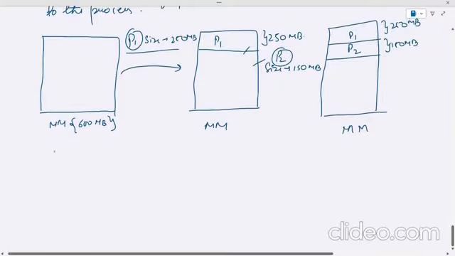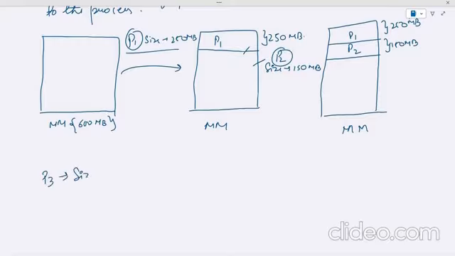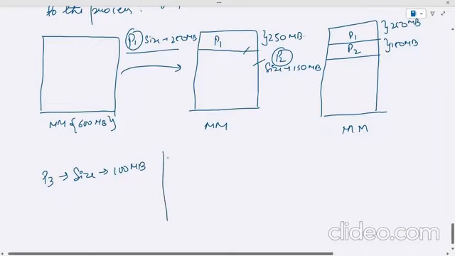And let's say the third process P3 comes and the size of the process is 100 MB. What's the total size? 250 and 150, so 400 MB is already occupied. Now the space left is 200 MB. Now P3 is a process which needs 100 MB of space. Now what happens in this case? This is the main memory.